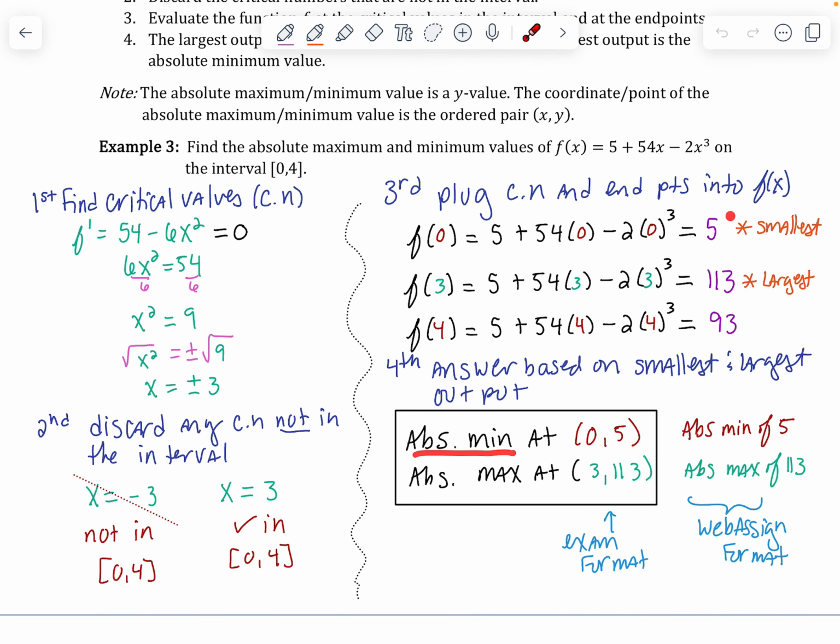My absolute minimum occurred with an output of 5 when my input, my x value, was 0. My largest output of 113 occurred when my input was positive 3. Now, this will be the format I'm going to ask for on an exam, but sometimes homework, specifically WebAssign, may just say, what was the value of the absolute minimum? And you'd just be answering with the 5.